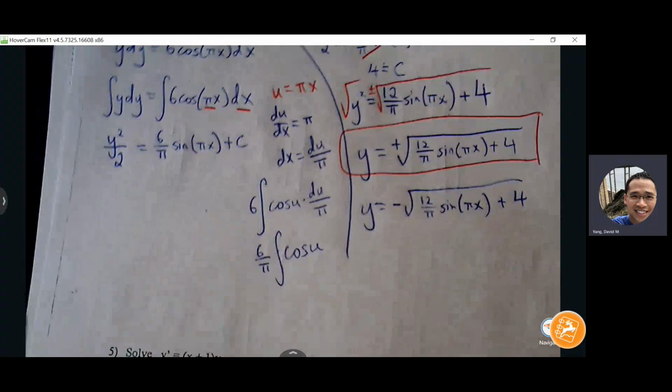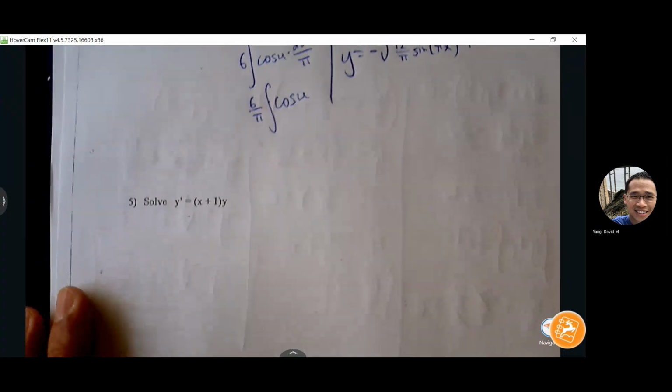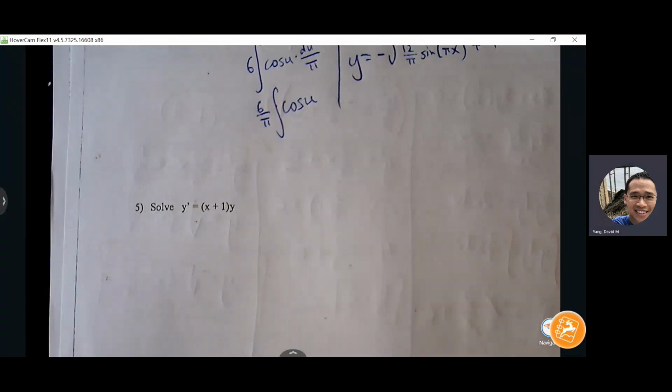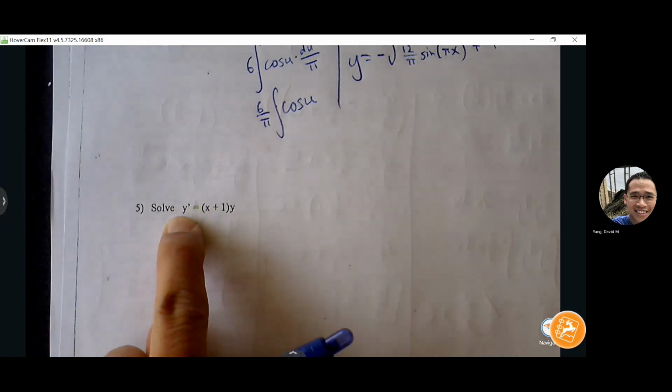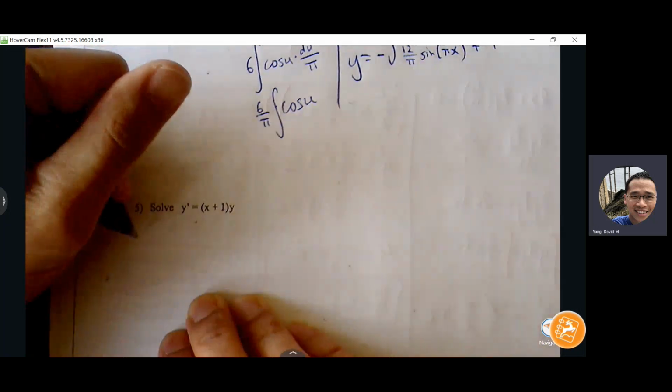All right, number 5. Solve y prime equals x plus 1 times y. What's the first thing that we can do? Yeah, let's get that y prime to be what? dy over dx, yeah.